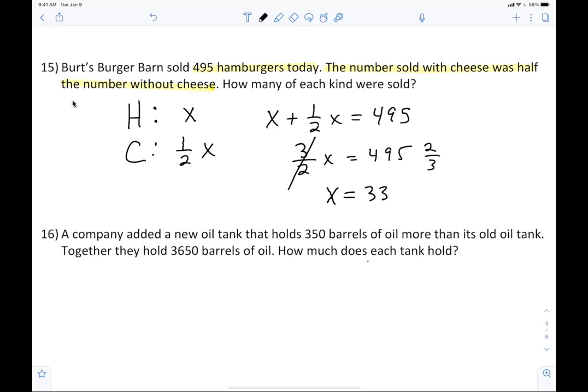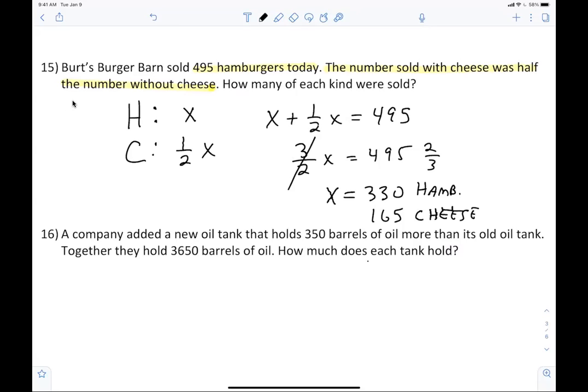330. So what does 330 represent? Hamburgers. And then I have 165 will be the what? The cheeseburger. Come on, we can do that. Yes, sir. So I got the same exact thing. I just did it a different way.